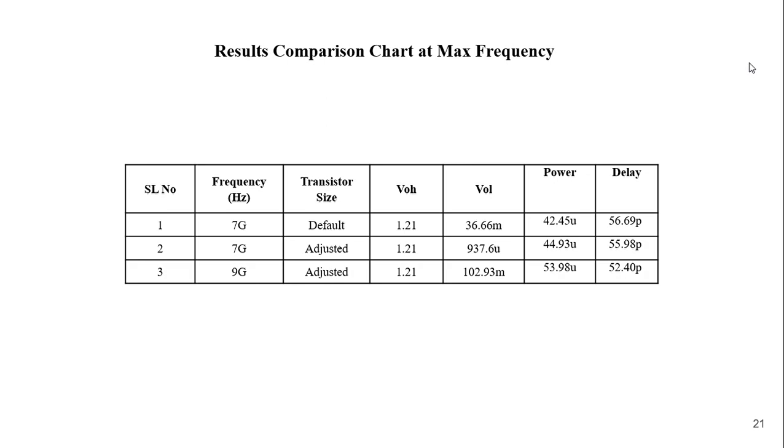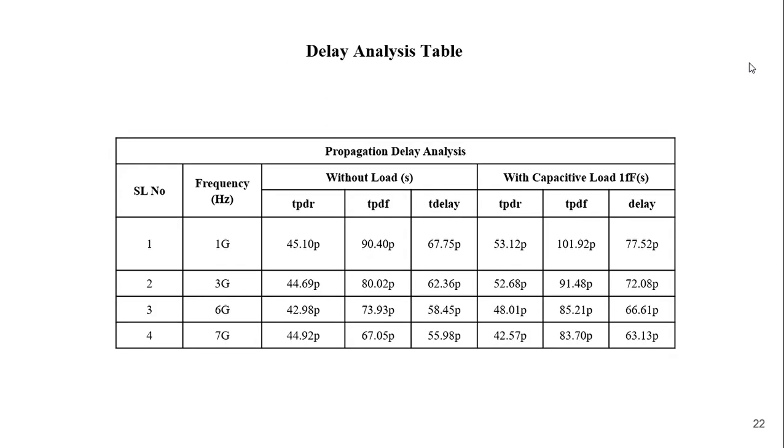So we can see that it does not perform quite well at frequencies beyond 7 gigahertz, because the comparator has a distinct window for high logic realization and low logic realization, and 100 millivolt is quite much for the low logic realization level. This is the general delay analysis table.